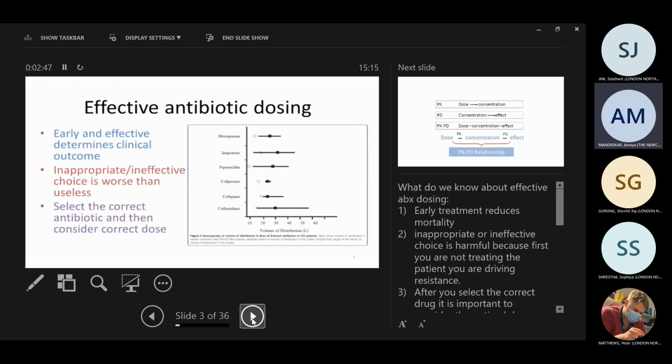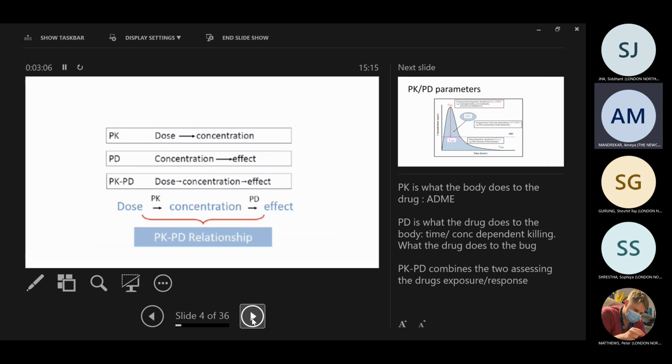Hence, when you increase the volume of distribution in a critically ill patient, you're reducing the concentration of a drug. And if you remember from the slide before, the minimum inhibitory concentration is really important because the lower the concentration that you reach relative to it, the less effective the drug is. So after you select the correct drug, it's really important to get the right concentration.